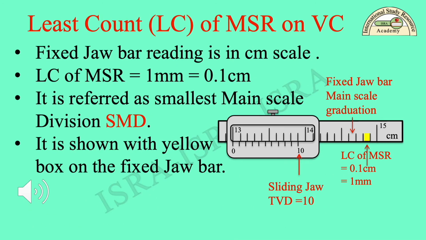Least count LC of MSR on the fixed jaw bar of vernier caliper. Fixed jaw bar reading is in centimeter scale. LC of MSR is equal to 1 mm or 0.1 cm. It is referred to as smallest main scale division, SMD. It is shown with yellow box on the fixed jaw bar in the diagram.